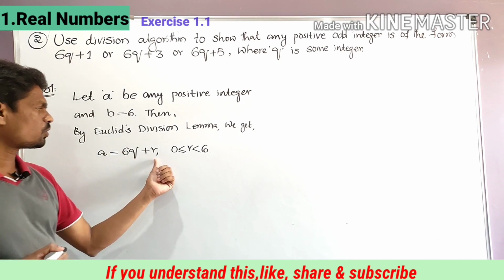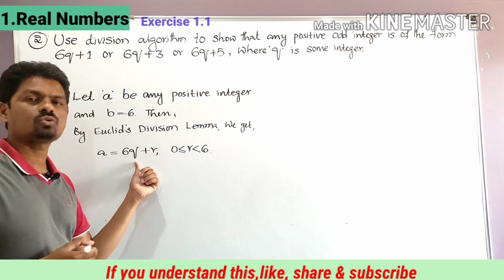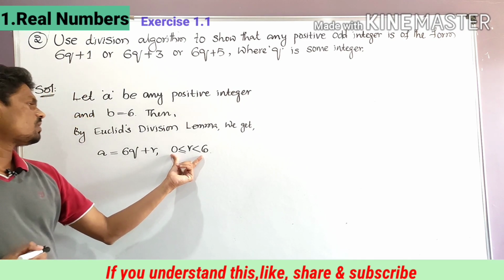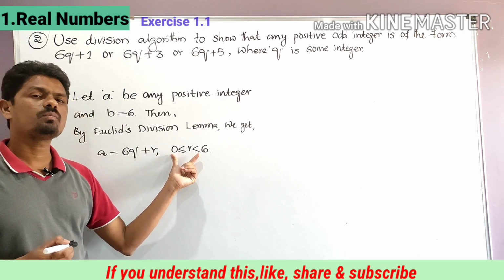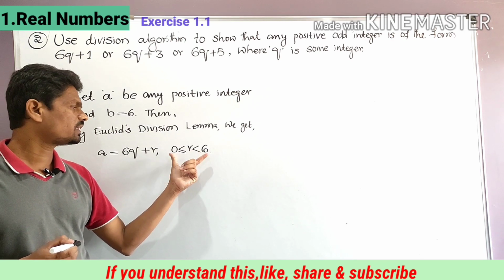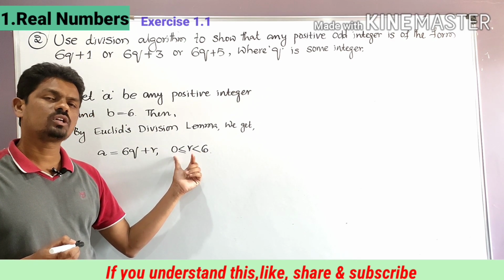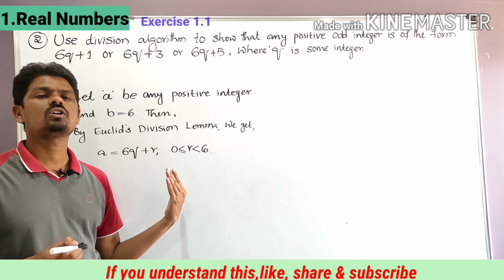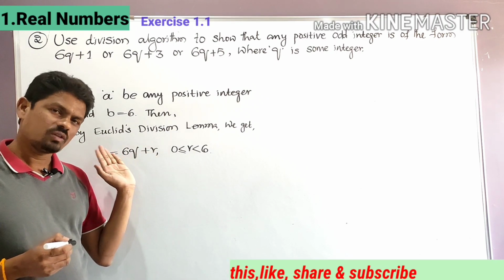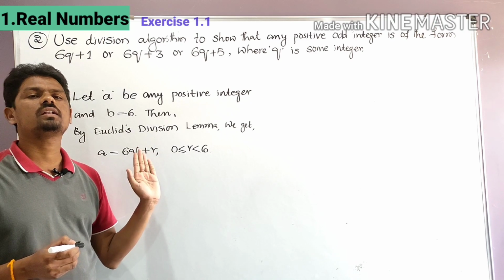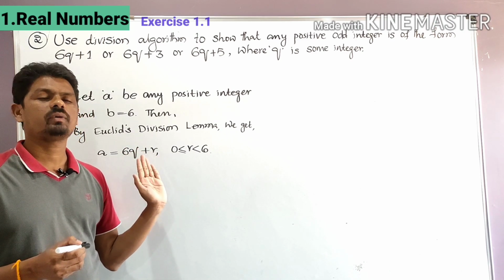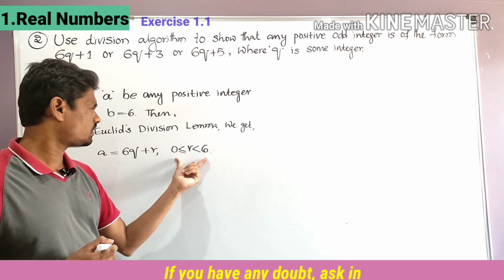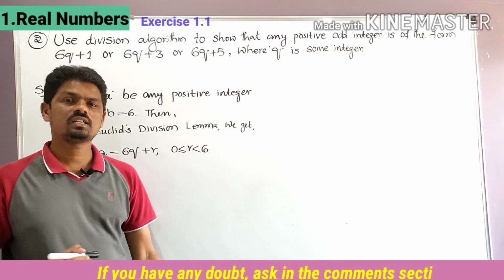So a is equal to 6q plus r. Here r is the remainder, q is the quotient, student. So 0 is less than or equal to r is less than 6. What does it mean, student? For any positive integer, if you divide by 6, you can get remainders from 0 up to but less than 6. The possible remainders are 0, 1, 2, 3, 4, 5. So if you divide any positive integer by 6, you can get the remainder either 0 or 1 or 2 or 3 or 4 or 5. That is the meaning of 0 is less than or equal to r is less than 6, student.